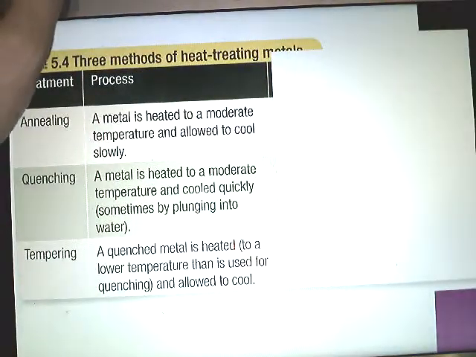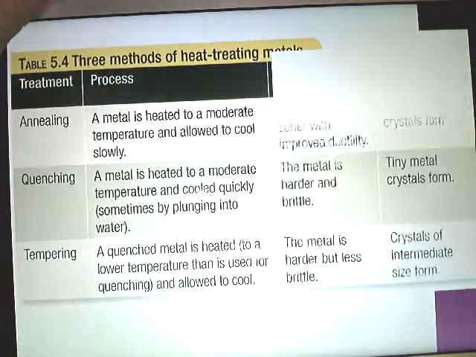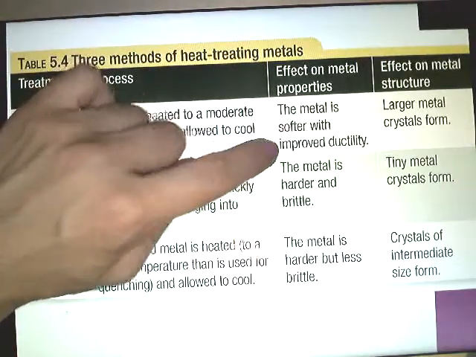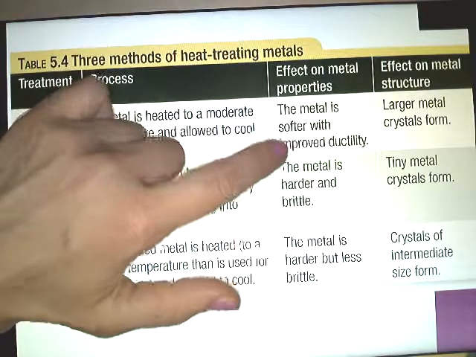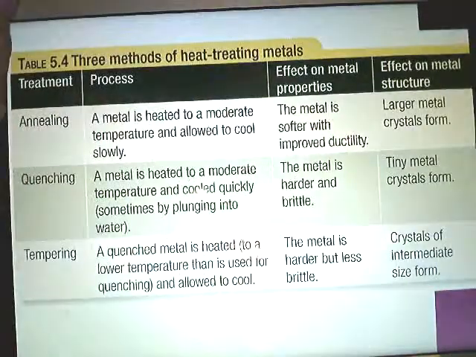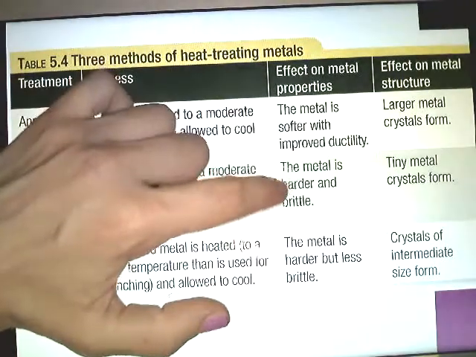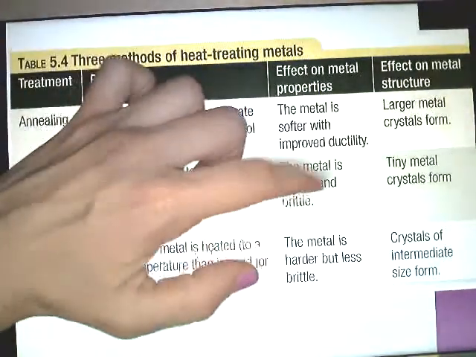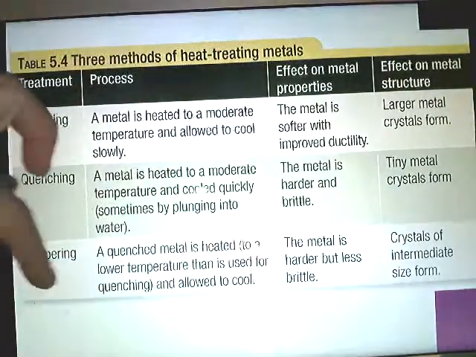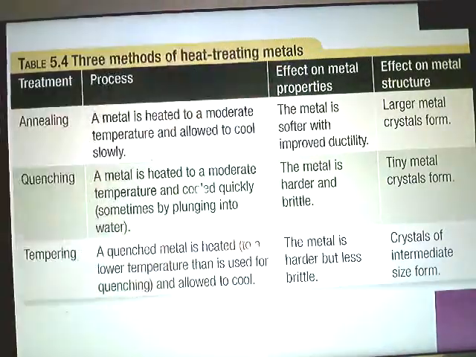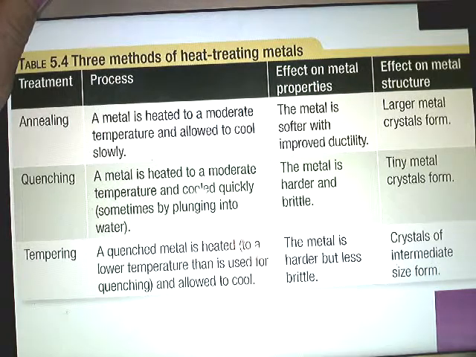So, hopefully we got these results. Annealing, the metal is softer or more malleable with improved ductility. Larger crystals. Quenching, harder and brittle, smaller crystals. Tempering, metal is harder but less brittle. So it's something in between, crystals of an intermediate size. And we'll show you this through these pictures.